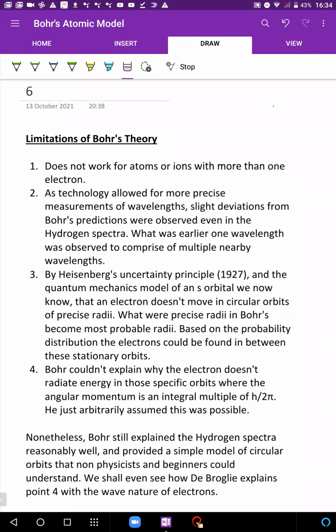Okay, so these are complex things which we can only understand when we leave the notion of the electron being a particle only and embrace the notion of it being something different, being a wave at the same time. All right, so coming back to this, based on Heisenberg's principle, we now know कि electron actual में एक circular orbit of precise radii में जाता नहीं है. What were precise radii in Bohr's atomic model become most probable radii in the quantum mechanics model.